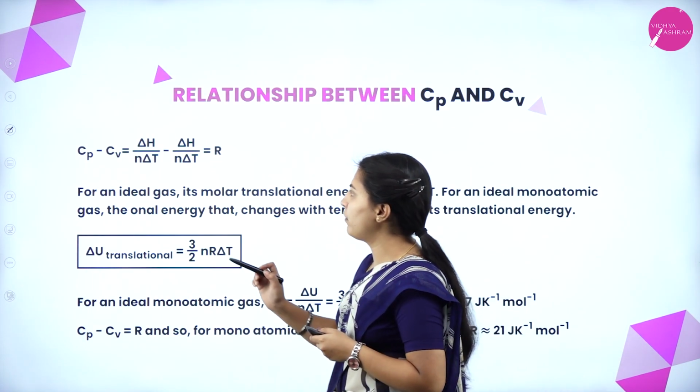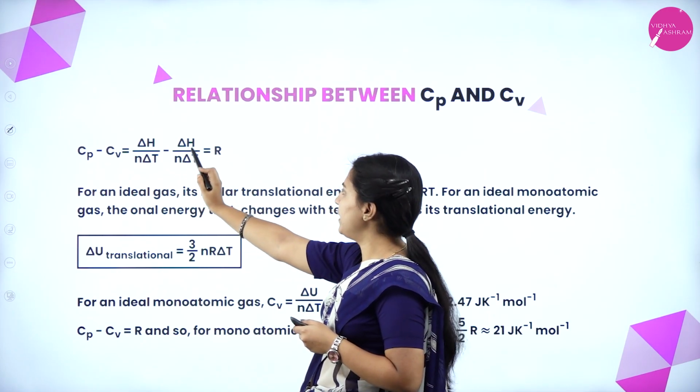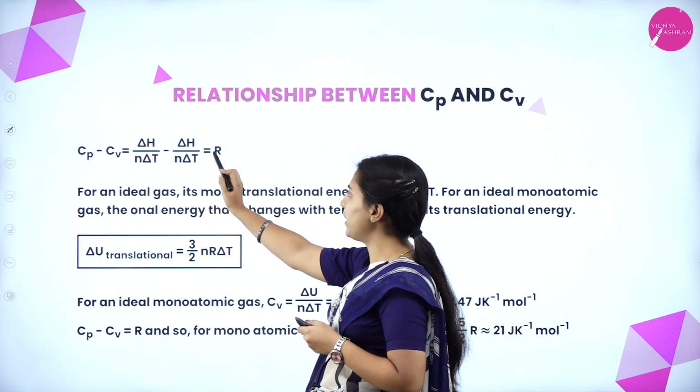Now Cp minus Cv equal to delta H by n delta T minus delta U by n delta T equal to R.